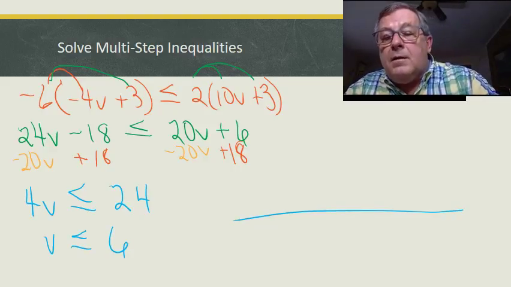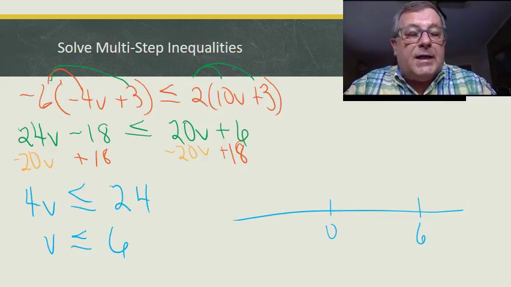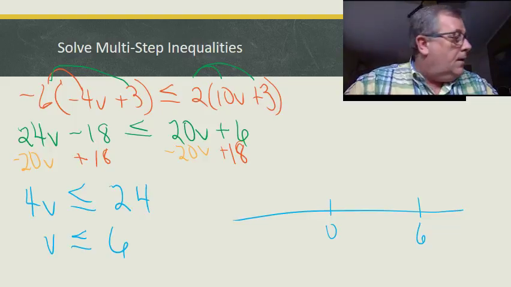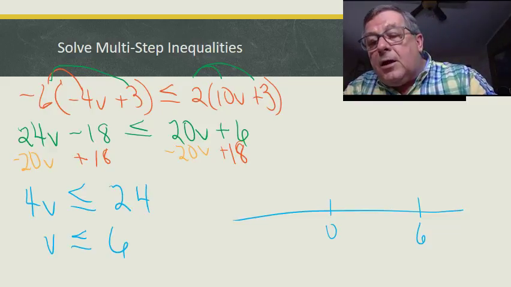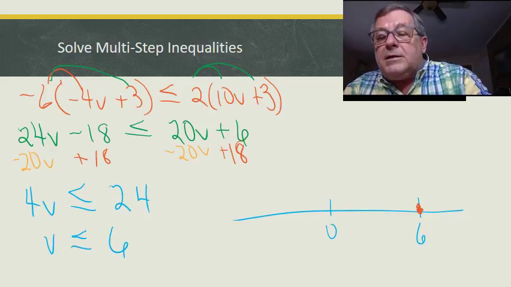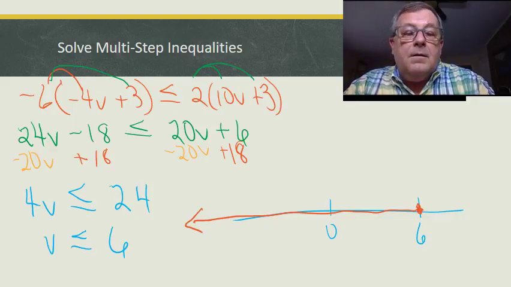Quick little number line. Let's see, we've got a 0 here. Let's say we've got a 6 out here. It is less than or equal to, and once again, it's a closed dot here at the 6. Because it's less than, I'm going to take my number line graph to the left. And there we go. We have graphed it. Shazam!